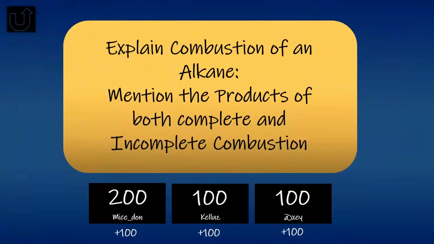All right. So explain combustion of an alkane. Mention the products of both complete and incomplete combustion. Oh my God. We didn't go through this, no, but you should know what combustion is. Combustion is the burning of something using oxygen. Yeah, that's the most basic definition I know. It's where you burn a compound in the presence of oxygen, and you're going to get the products. You're going to get the products: oxygen, hydrogen, and something else. I don't remember the third.